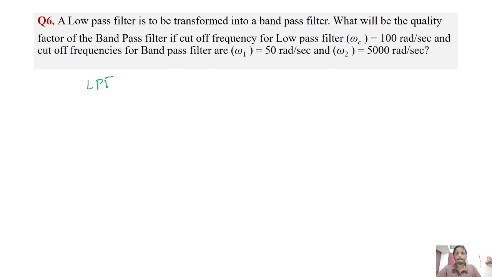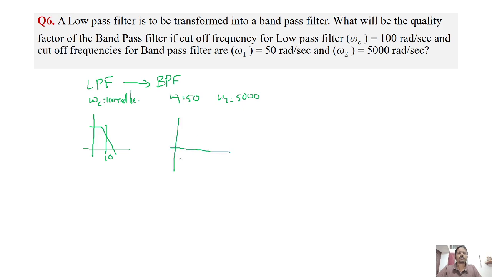So we have a low pass filter, and I need to transform that to a band pass filter. Given the cutoff frequency of the low pass filter is 100 radians. The parameters of the band pass are given as omega 1 equal to 50 and omega 2 equal to 5000. Omega 1 is the lower cutoff frequency, and omega 2 is the higher cutoff frequency.